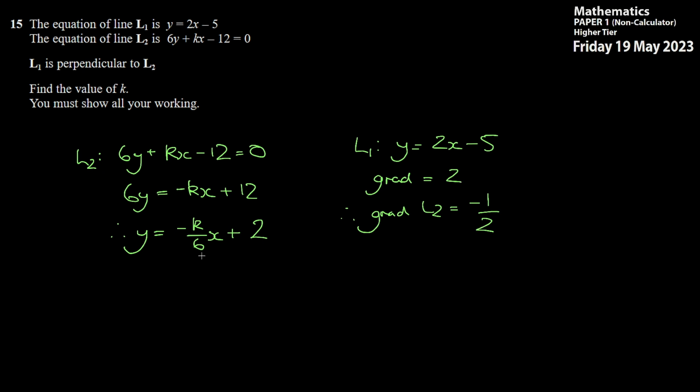There's an equation. We know the gradient of line 2, it's given by negative k over 6. So therefore I can say that negative k over 6 is equal to negative a half. Well, effectively the negative signs cancel, and the 2 cancels with the 6 to be 3. So therefore k over 3 is equal to 1, and therefore k is equal to 3. And there is the answer.